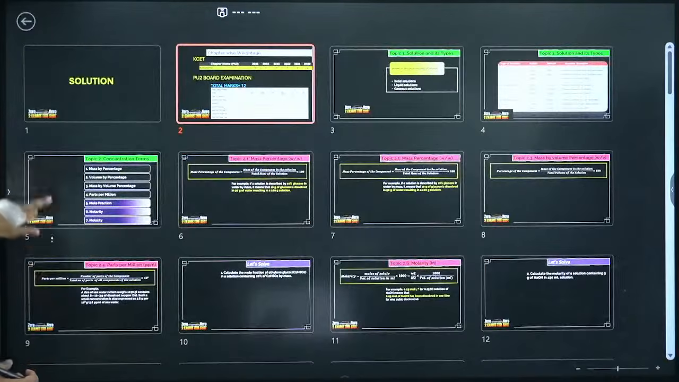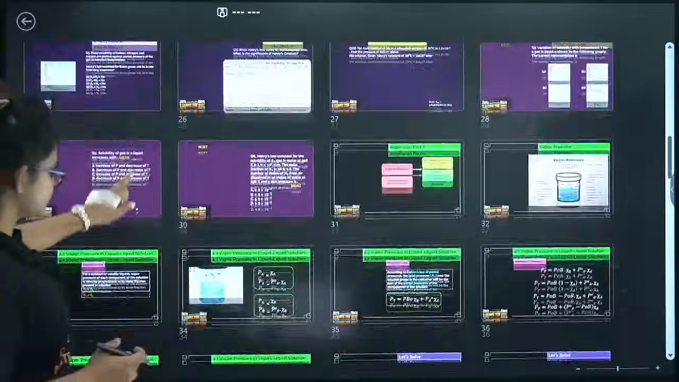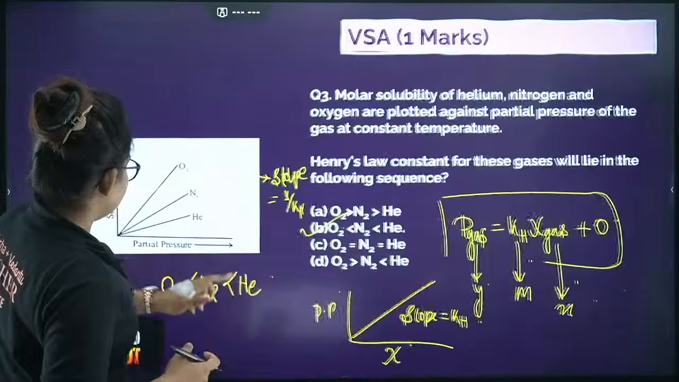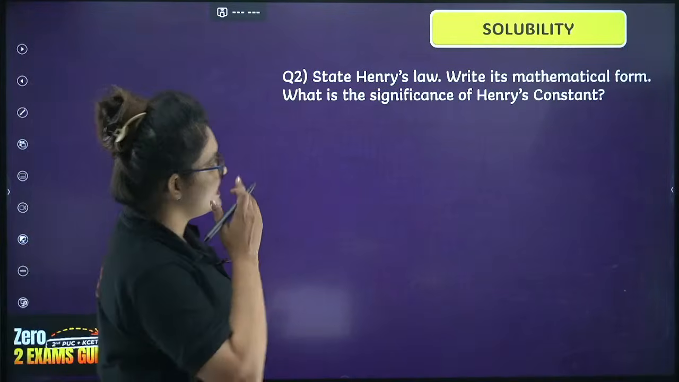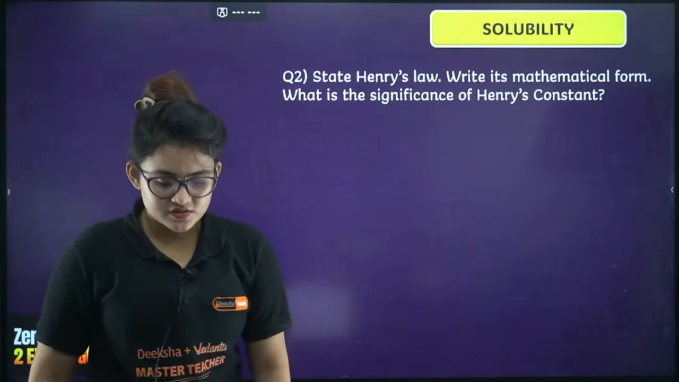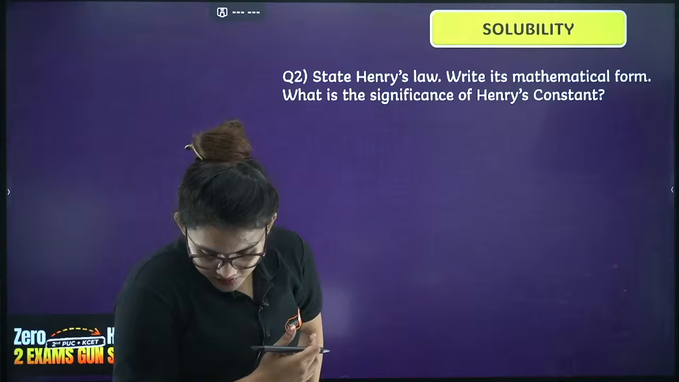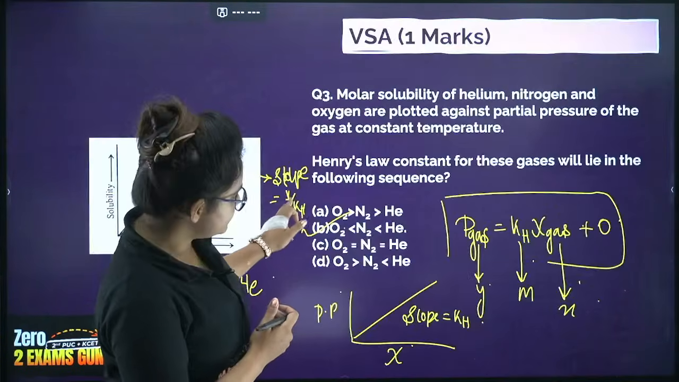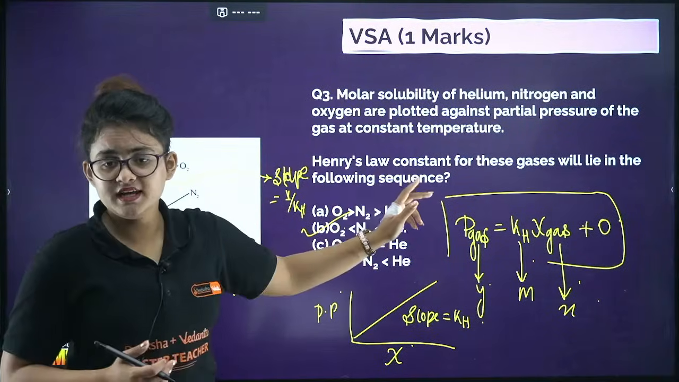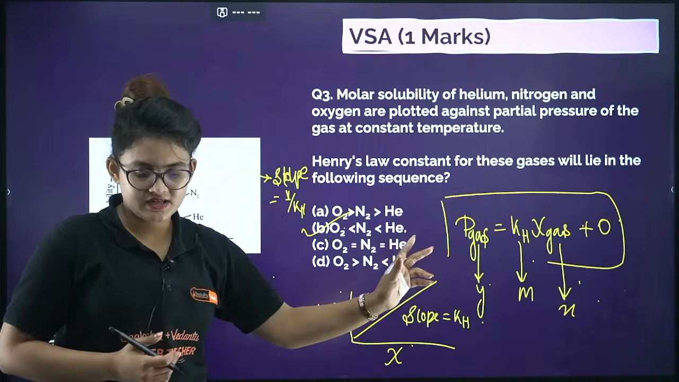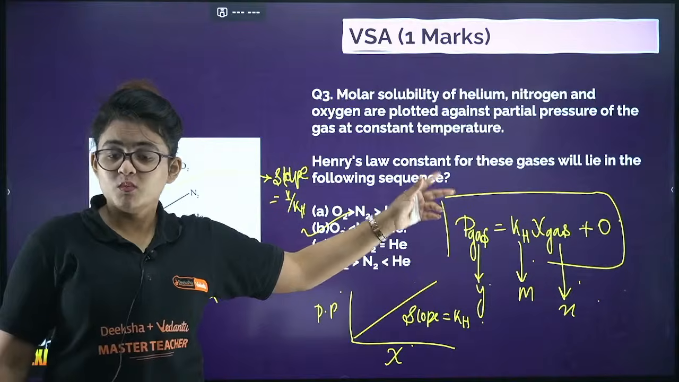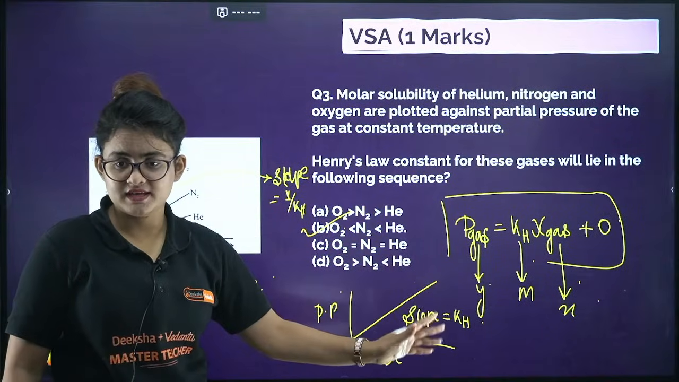Okay, so let's go back to where we were. We were here. Here you can see: state Henry's law, write its mathematical form, and what is the significance of the Henry's constant. Which one do I have to explain again? This one, right? Okay, definitely I can explain for you, my dear. So this is basically Henry's law. If you follow the general equation, in this particular case P is on the y-axis and mole fraction should be on the x-axis.